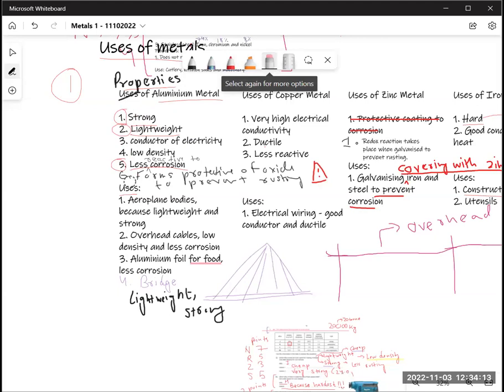Now, Neha, I want you to read the sixth one. Forms protective layer of oxide to prevent rusting. Now, let's write it properly, just right here. Just a second.